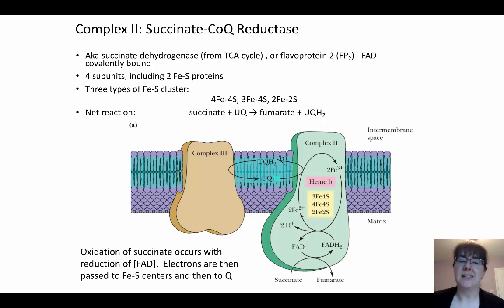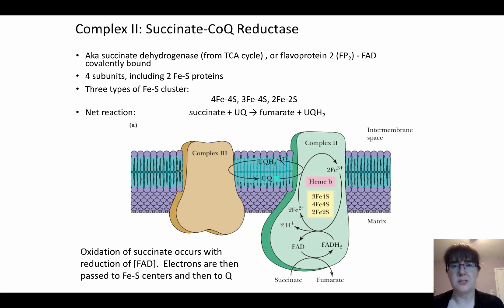Complex 2 is the succinate coenzyme Q reductase, but this is something that you guys may also remember as succinate dehydrogenase from the TCA cycle. It is the exact same protein. This also is a flavoprotein, so it does have that FAD covalently bound to it.